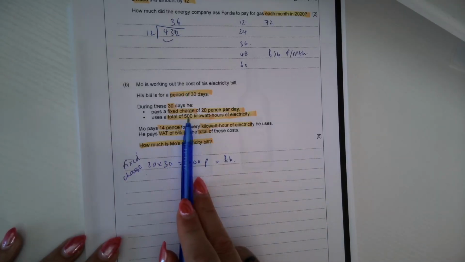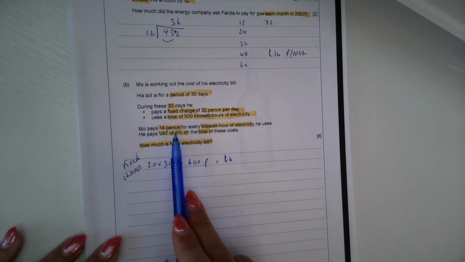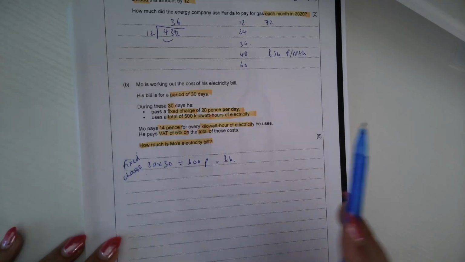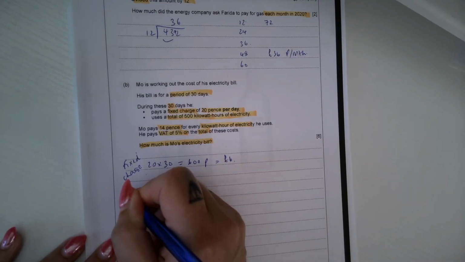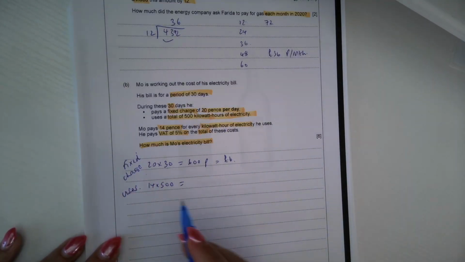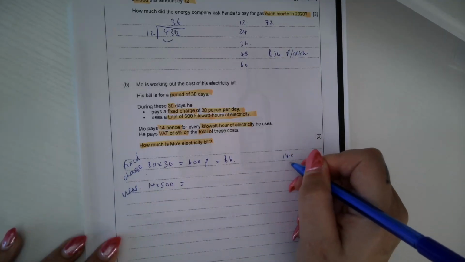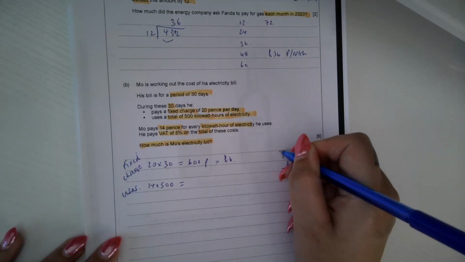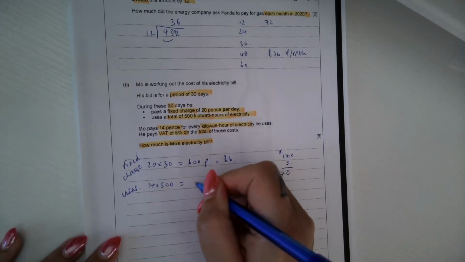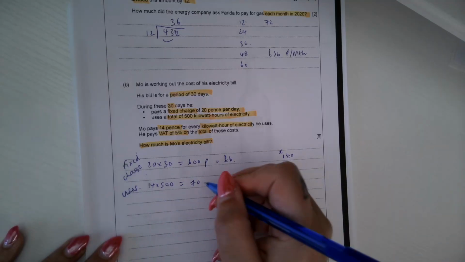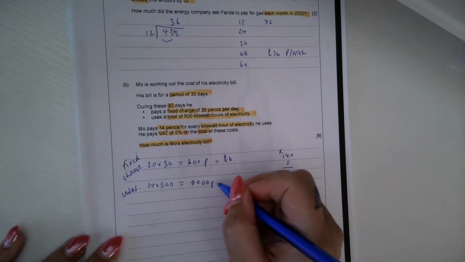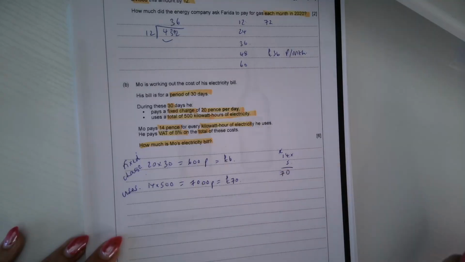He uses 500 kilowatt hours of electricity and he pays 14 pence for every kilowatt hour of electricity. So we're going to do 14 times 500 for what he uses. Well, 14 times 5, I'm going to do that first. 5 times 4 is 20. 5 times 1, add the 2, 70. So 14 times 5 is 70. 14 times 500 must then be 7,000. Again, that's in pence, so that's £70 in total. We divide by 100 to go from pence to pounds.